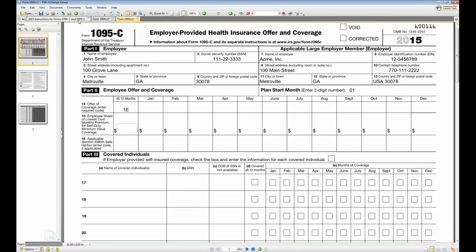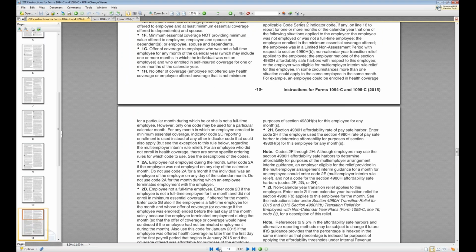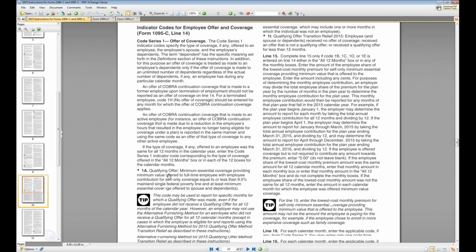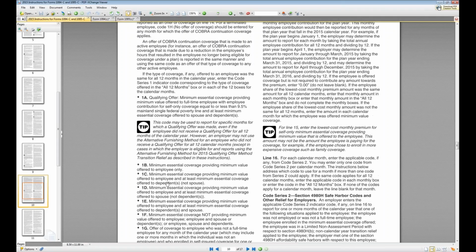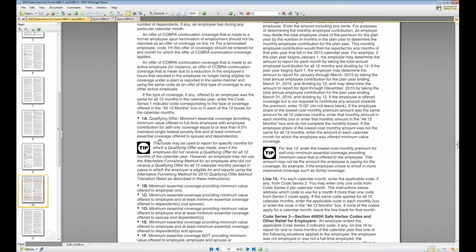because, flipping back to the instructions, 1E on page 10 is the code for minimum essential coverage providing minimum value offered to employee and at least minimum essential coverage offered to dependent and spouse. So 1E is kind of the default offer code. There is a super safe harbor code 1A that applies for an employer that offers coverage to the employee that is below 9.5% of the federal poverty limit.